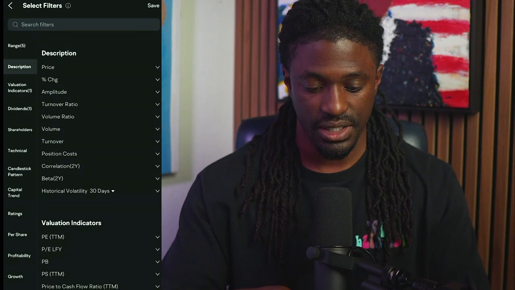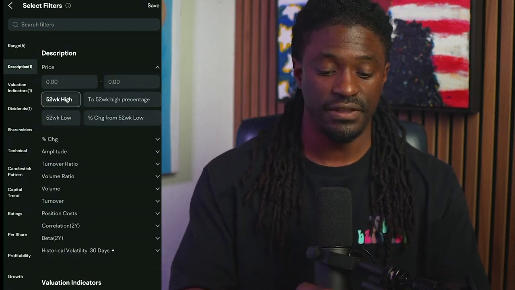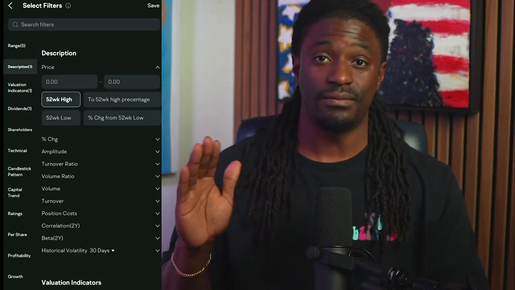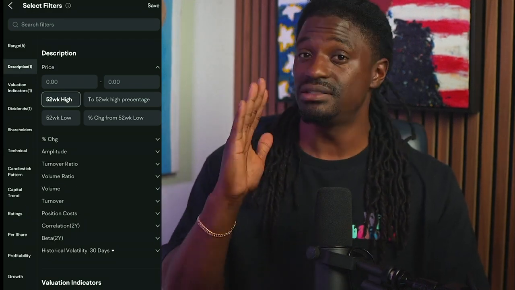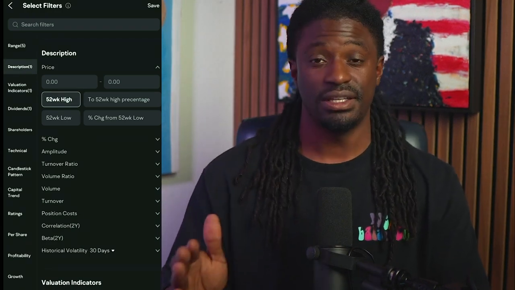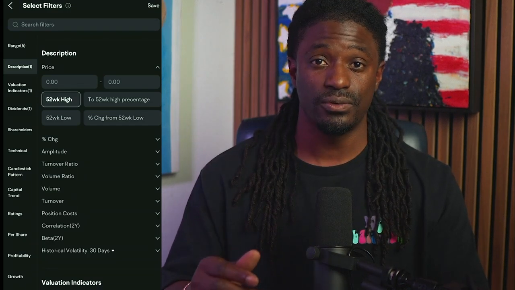We're going to click description, and then we're going to click on the price one right here, and then we're going to look for the ones that are near that 52-week high. So we're going to get rid of all the stocks that are at that 52-week low or trading sideways. We're looking for stocks that are just trending up. And yes, I know you're not supposed to be buying them at the 52-week high, but if a stock is on a bull run, it's on a bull run.